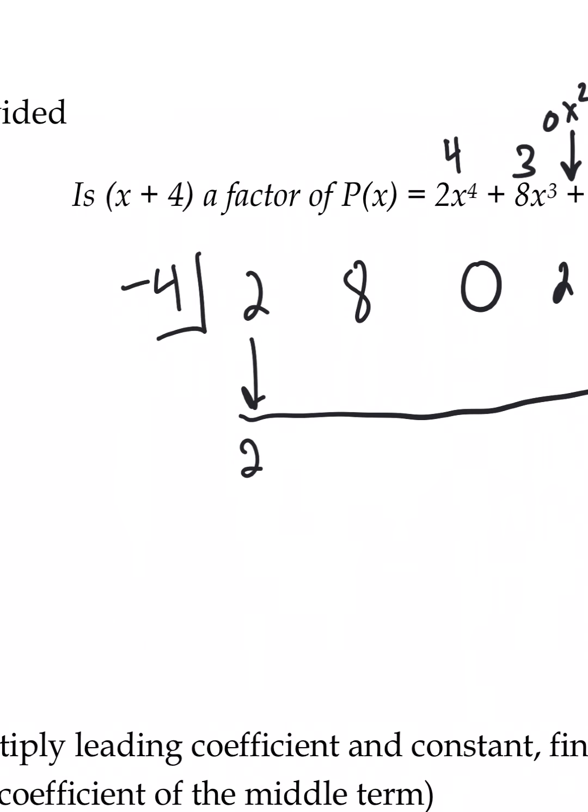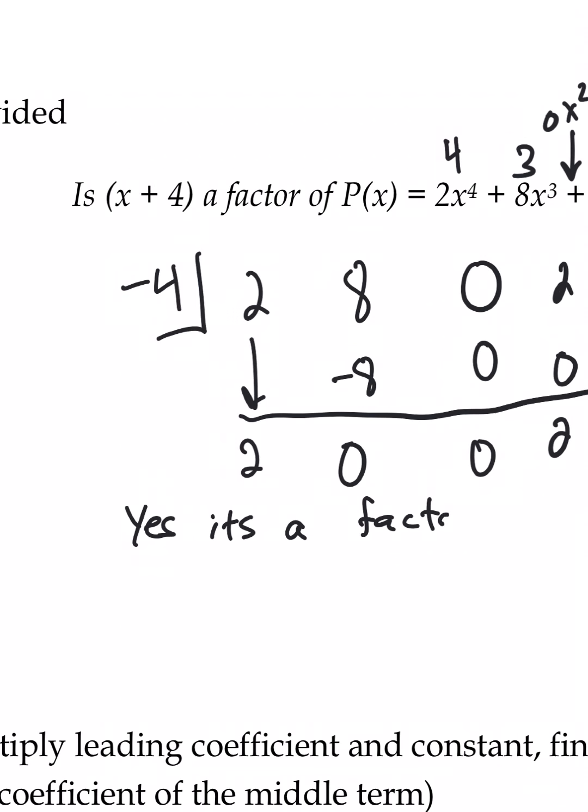We're going to bring our first term down. We multiply -4 times 2 to get -8. We add, get 0, multiply, get 0, add and get 0, multiply and get 0, and then we add and get 2, and we multiply and get -8. What we find is that our remainder is 0. So yes, it's a factor.